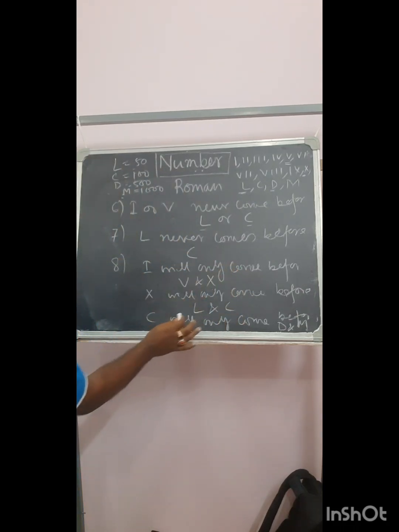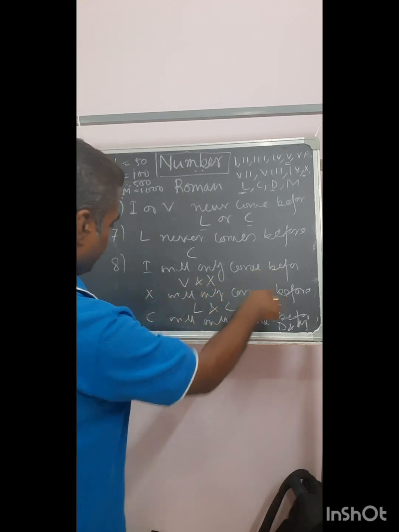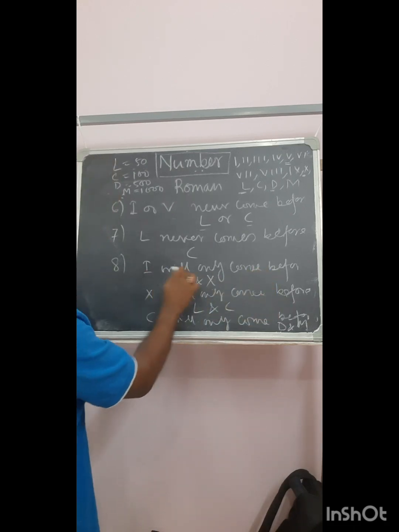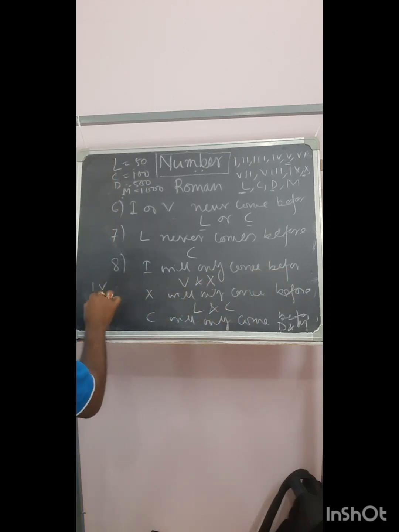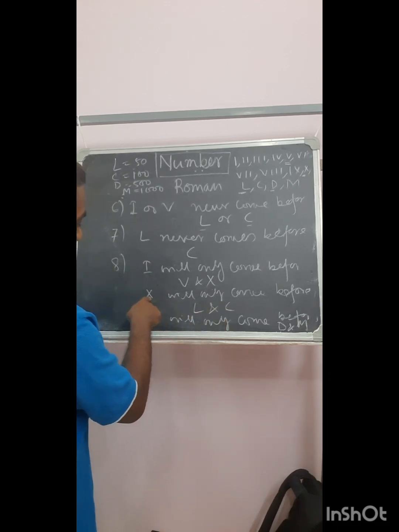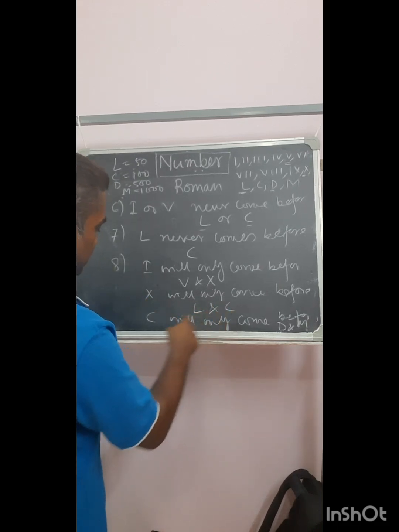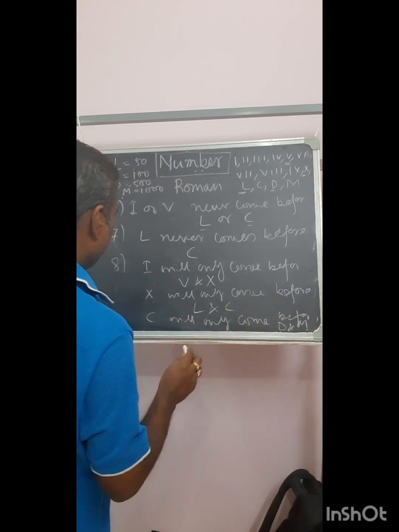Because these have a similar characteristic, I am keeping them in the same rule. I will only come before V and X. So this thing is possible. Other than that, it's not possible that I will come before L or before C. Similarly, it applies to X for L and C, and C for D and M.